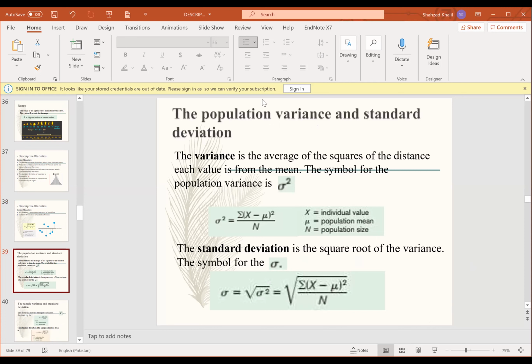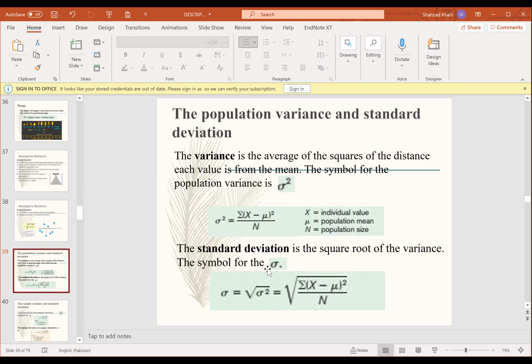So moving towards the population. First, population variance and standard deviation. What is the variance? Variance is the average of the squared distance each value is from the mean. The symbol of the population variance is sigma squared. Its formula is the summation of (x minus mu) squared divided by n, because we are dealing with the population, so we have mu. X is the individual value, mu is the population mean, and n is the population size. The standard deviation is the square root of the variance.